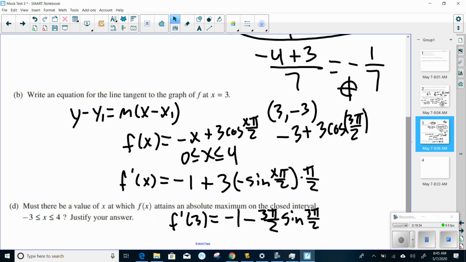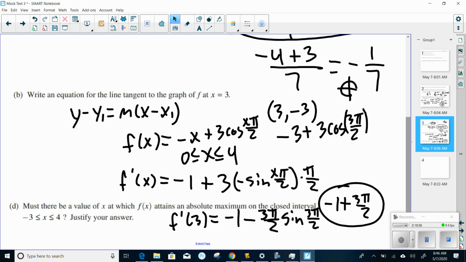Okay, the sine of 3 pi over 2 is negative 1, so you think after all that, we ought to end up with negative 1. That was negative 1, so that'd actually make that a positive. I had that right. So negative 1 plus 3 pi over 2. That is the slope.